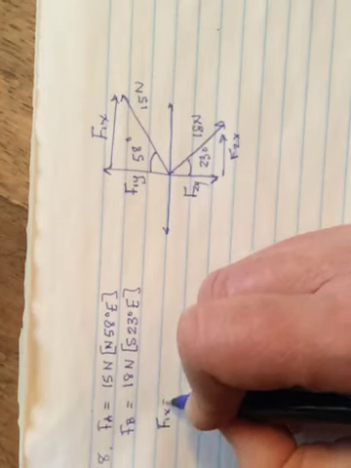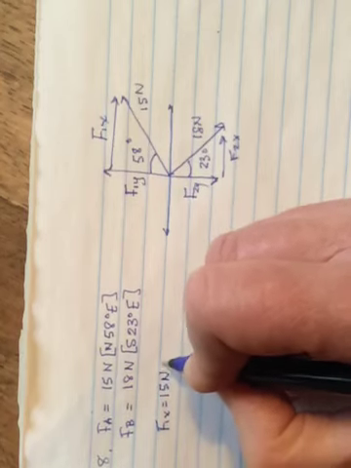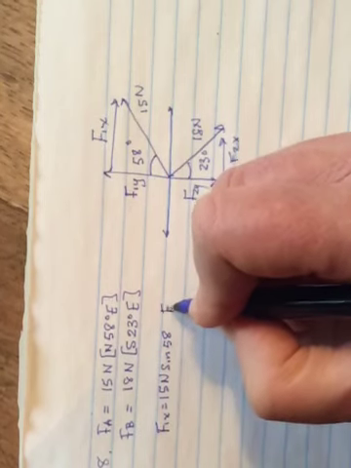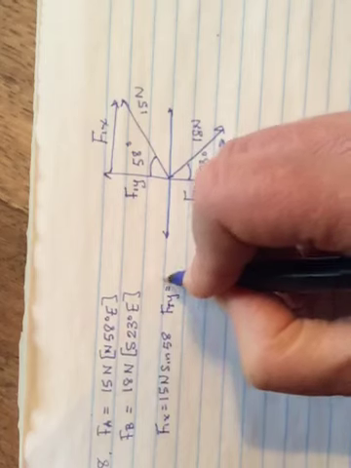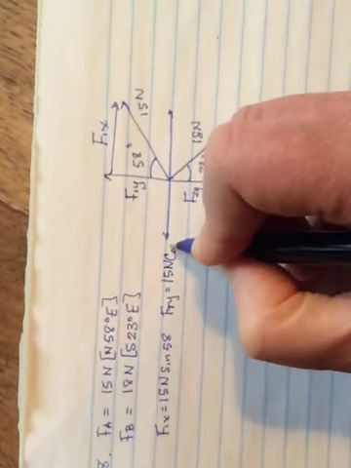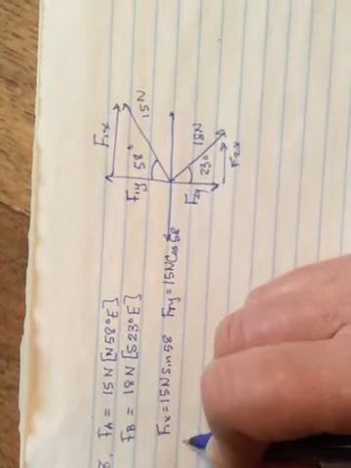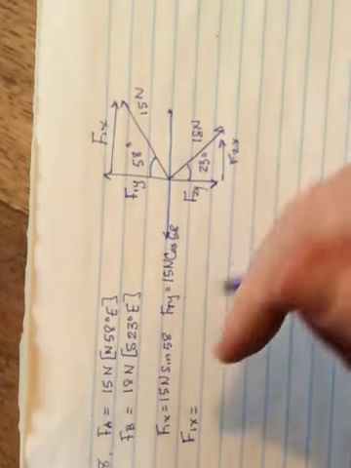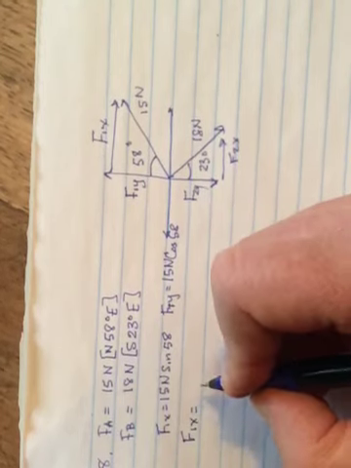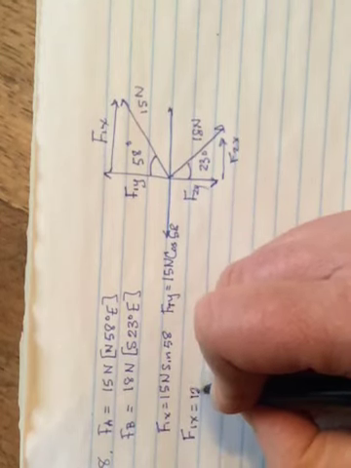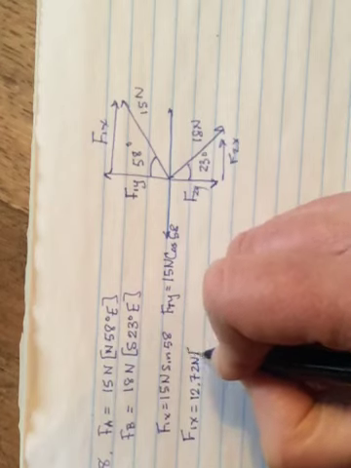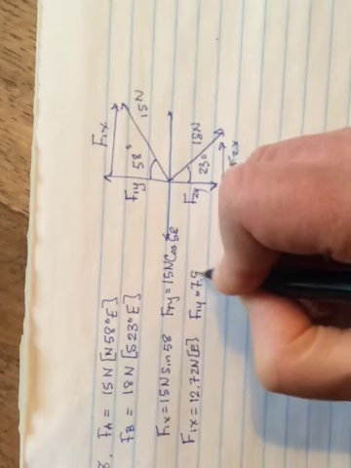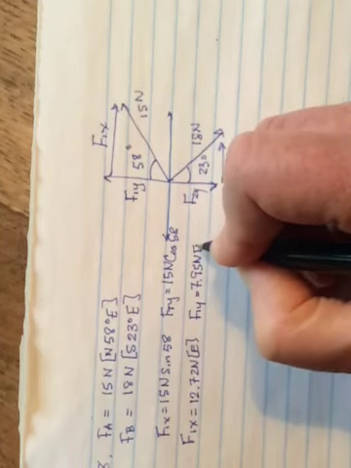So F1x is going to be 15 newtons because it's the opposite, sine of 58. And F1y is going to be 15 newtons cosine of 58. So just be careful when you do this that you don't get your sine and your cosine mixed up there. So when you do it, your x is going to be for 1, 12.72 newtons east, and your y for 1 is going to be 7.95 newtons north.